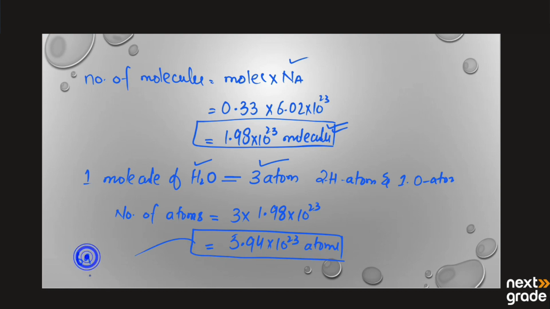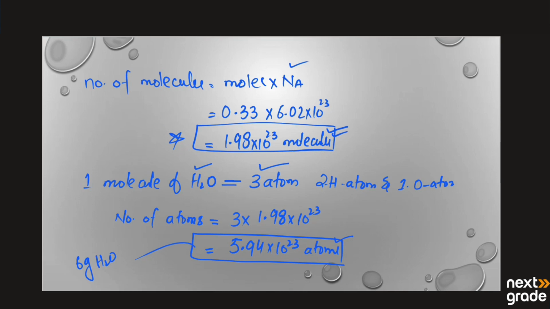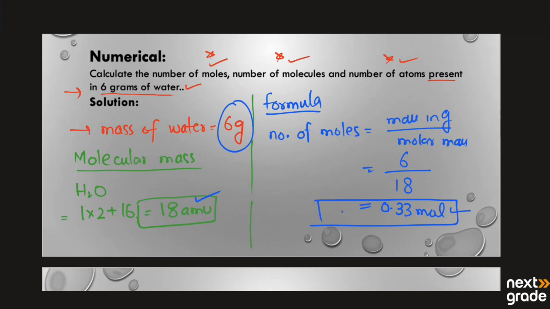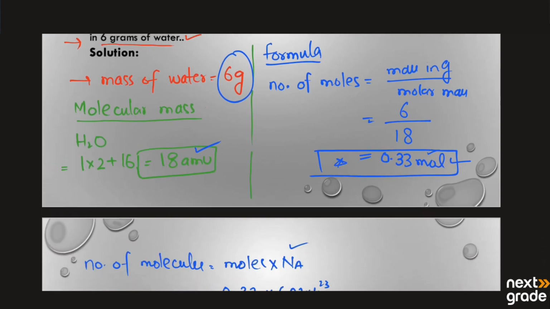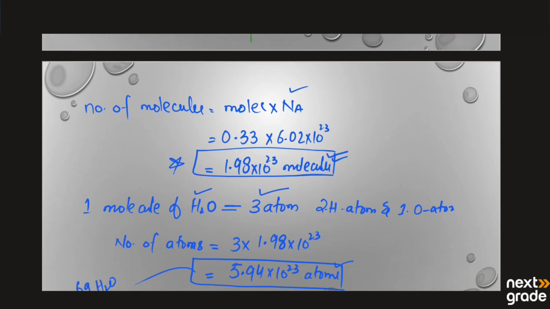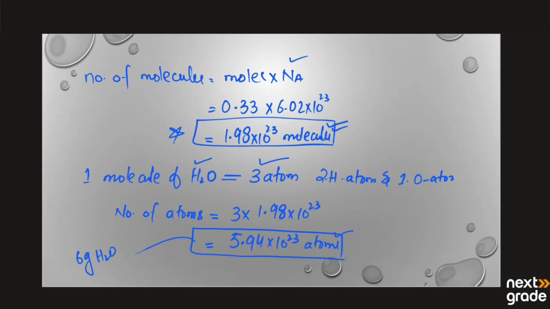So if we have 6 grams of water, it has 5.94 × 10^23 atoms, 1.98 × 10^23 molecules, and 0.33 moles. This is all about today's lecture, how we can find the number of molecules, atoms, and moles from the given mass of any substance.